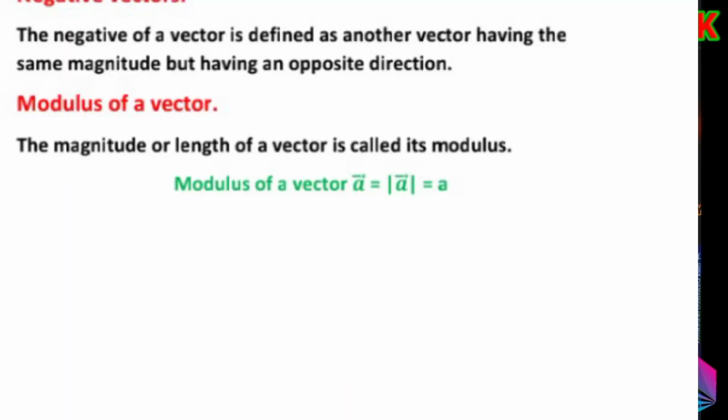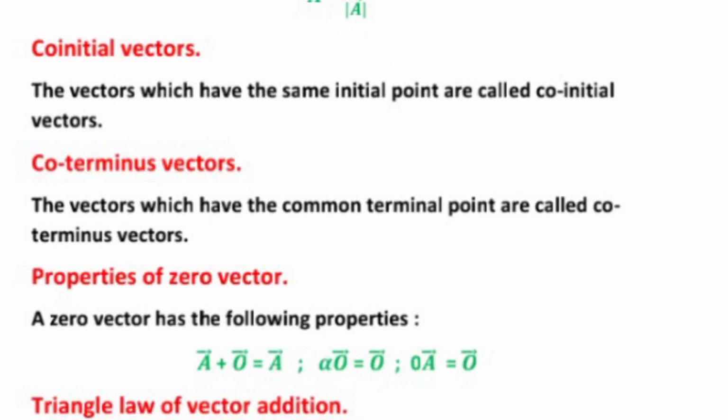Now, the modulus of a vector. The magnitude or length of a vector is called its modulus. Modulus of a vector A value. Unit vector. What is unit vector? A unit vector is a vector of unit magnitude drawn in the direction of a given vector. Co-initial vectors. The vectors which have the same initial point are called the co-initial vectors. Co-terminus vectors. The vectors which have the common terminal point are called the co-terminus vectors.